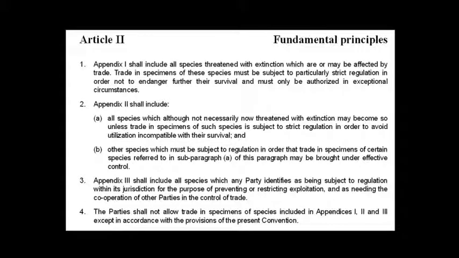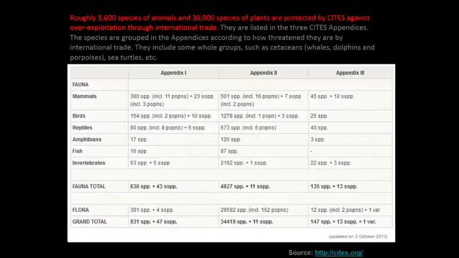And then Article 2, basically it sets up a series of appendixes for which further protection is provided. And those appendixes, just to summarise them, there's roughly 5,600 species of animals and 30,000 species of plants protected under CITES against overexploitation through international trade. 3 CITES appendices. You've got their flora, fauna, Appendix 1, 2 and 3.